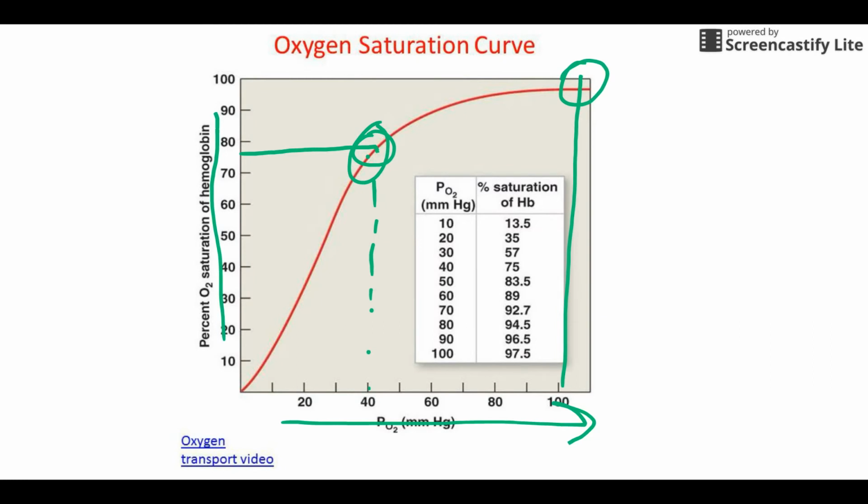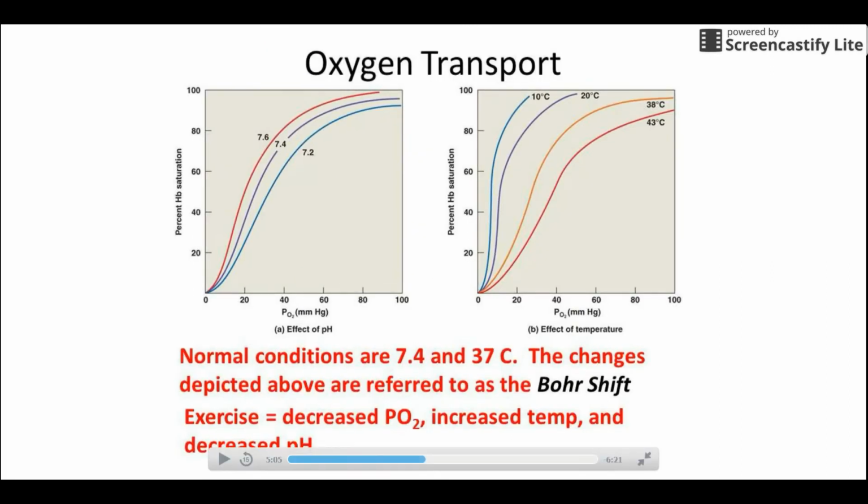but it's not always normal, right? We can hold our breath, we can start running, we can do lots of things that require more oxygen. And that's what this process shows us. This is the oxygen saturation curve. And over here, this was the idea of the Bohr shift.